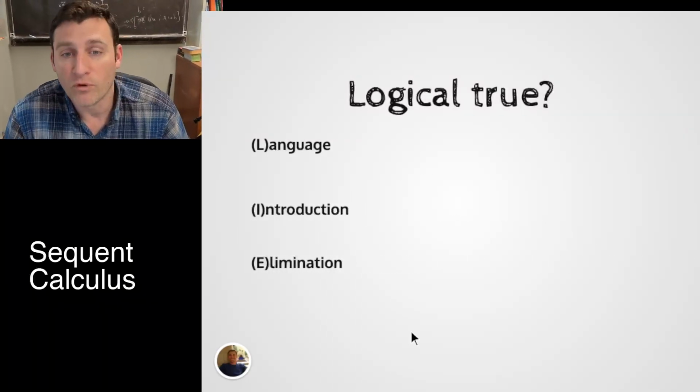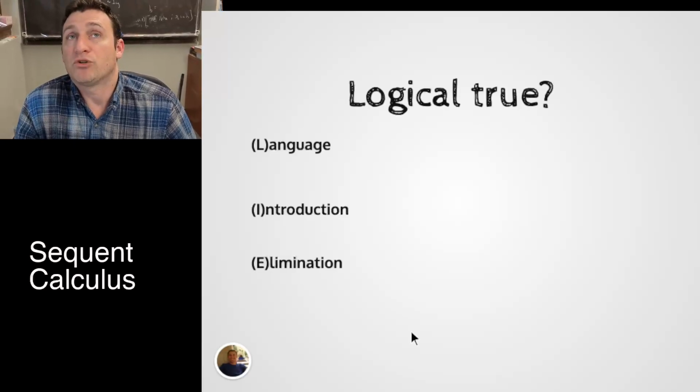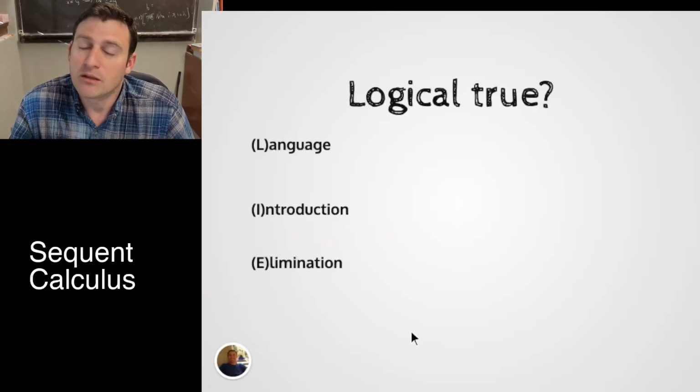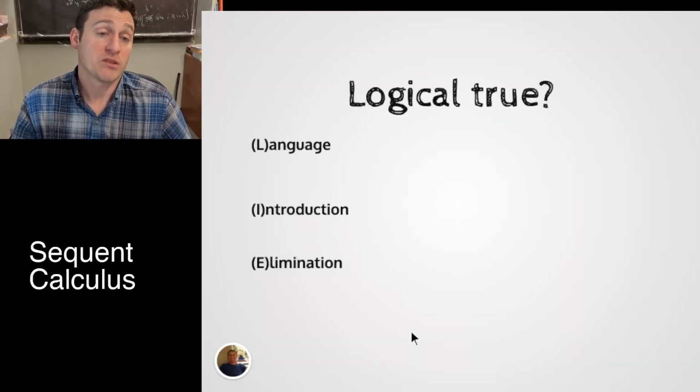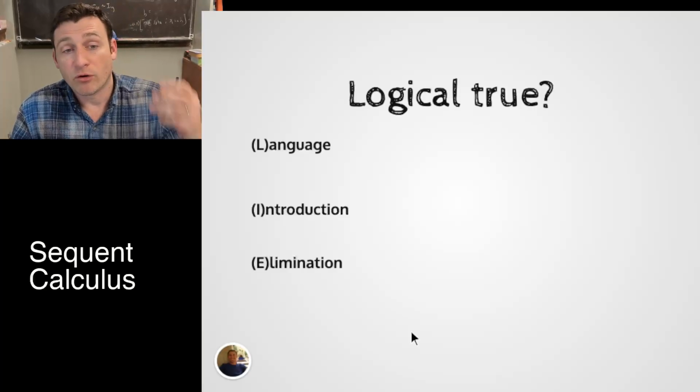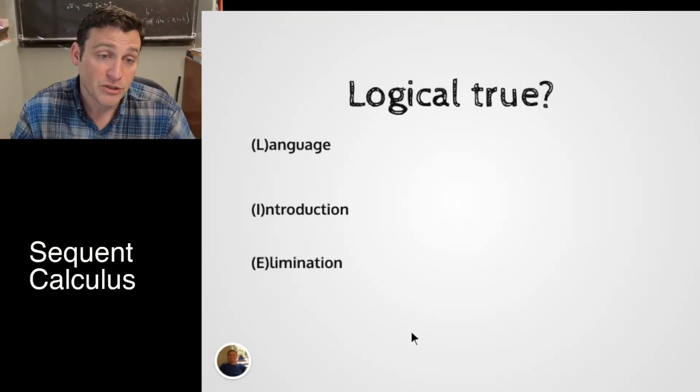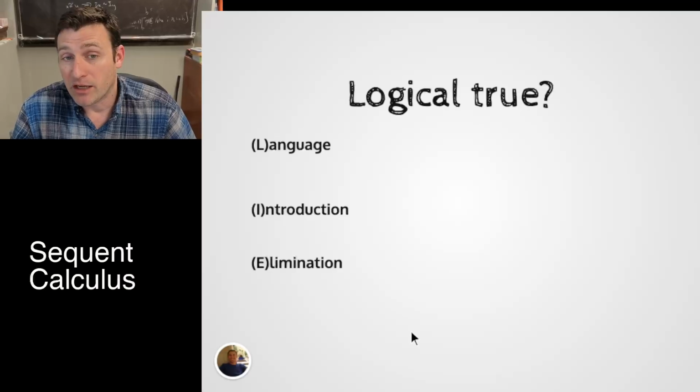Let's try one more family of things. Let's just try to put truth on the table. What makes something logically true? How would we write that with the sequent calculus? Again, we're going to write down our three things. We're going to have a language, an introduction, and an elimination.